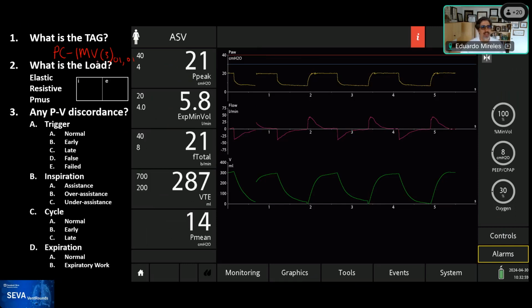Now the next thing is what is the breath sequence, and in this case it's IMV type 3. Now I would ask the team, what type of breaths are you seeing here? Are you seeing mandatory or spontaneous breaths or both?